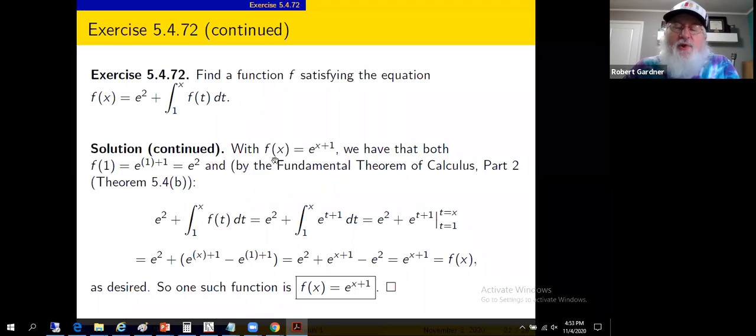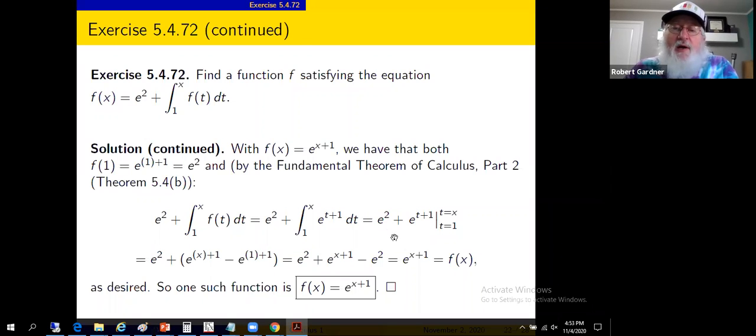All right, so let's try this e to the x plus 1 thing again. Fundamental Theorem of Calculus Part 2, now that I have a candidate for the integrand, would say e squared plus the integral from 1 to x of f of t dt. Let's try it with this lowercase f of x. So that gives us e to the t plus 1. It's f of t, not f of x. So we'll have e squared plus an integral from 1 to x of e to the t plus 1 dt. You know how to find an antiderivative of this exponential function? Yeah, it's its own antiderivative.